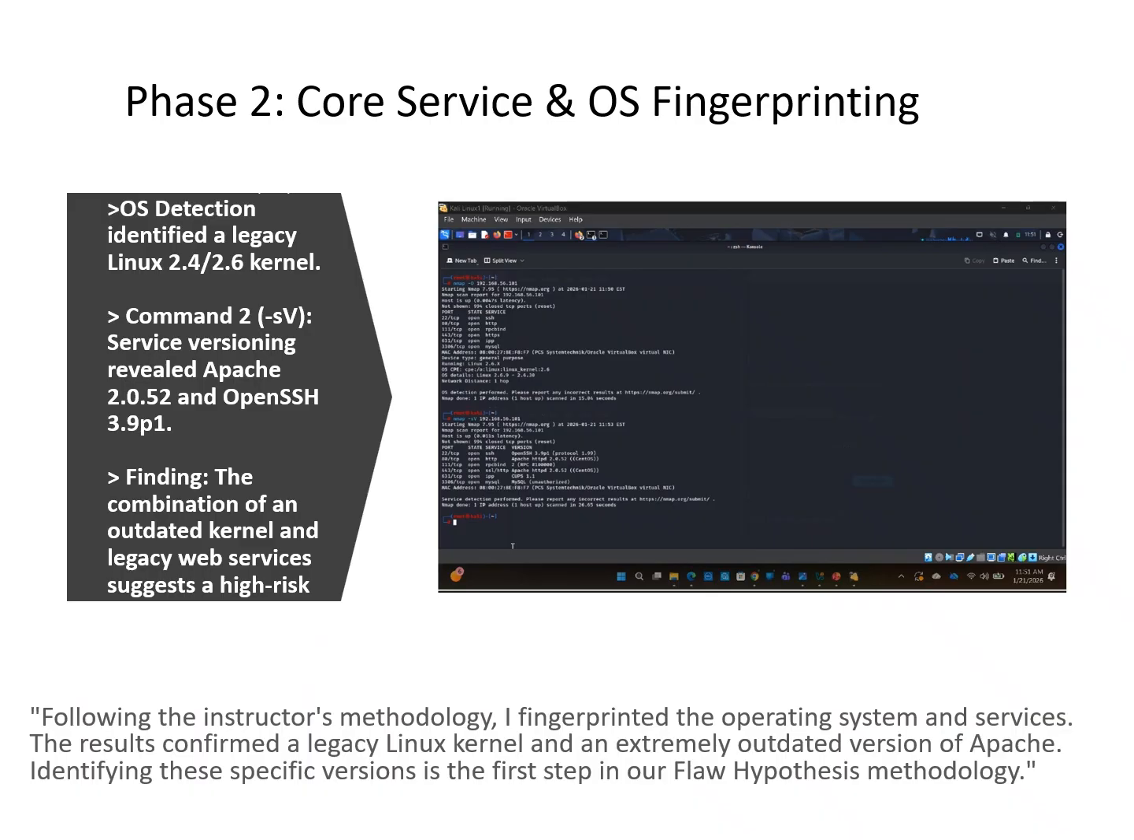Following the instruction methodology, I fingerprinted the operating system and services. The result confirmed a legacy Linux kernel and an extremely outdated version of Apache. Identifying these specific versions is the first step in our flaw hypothesis methodology.